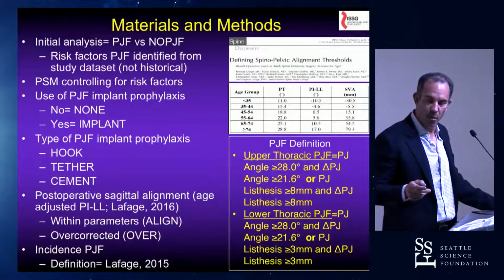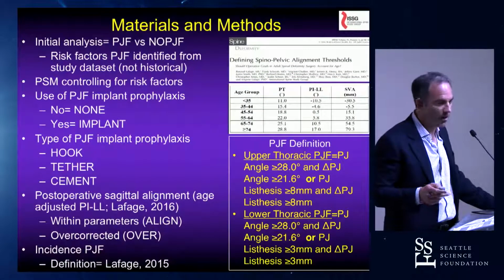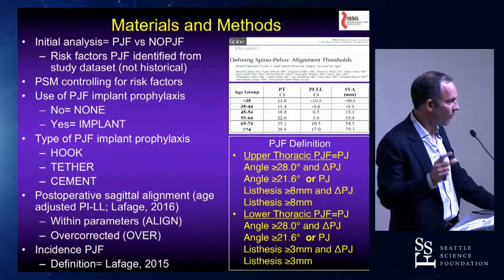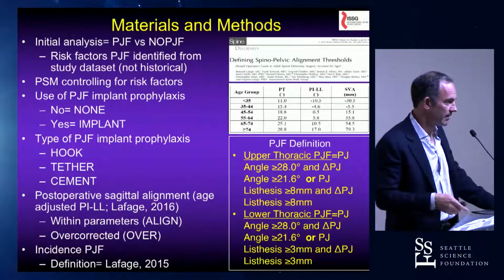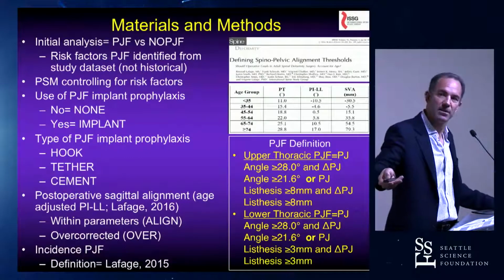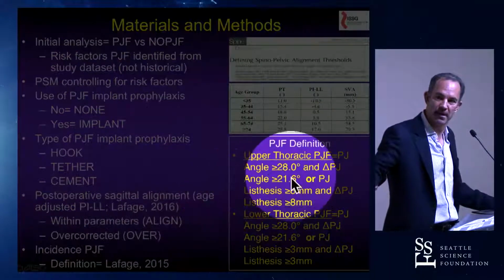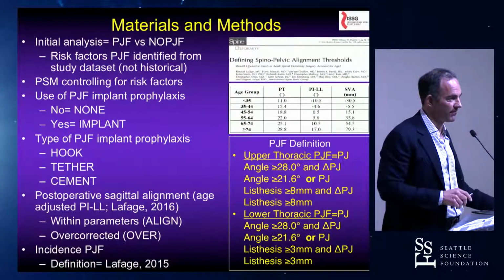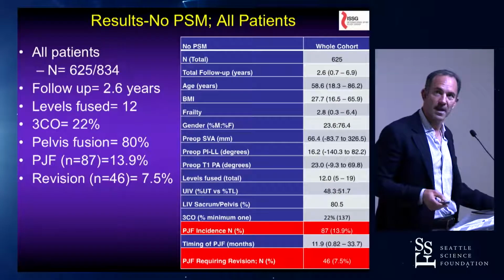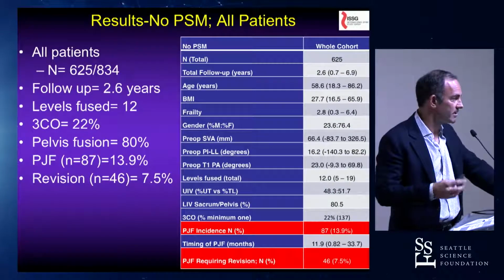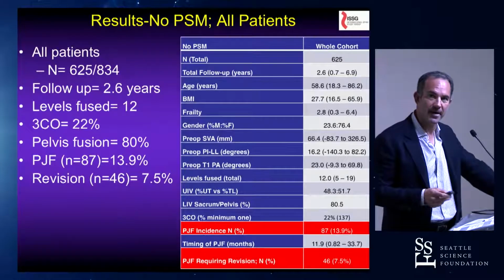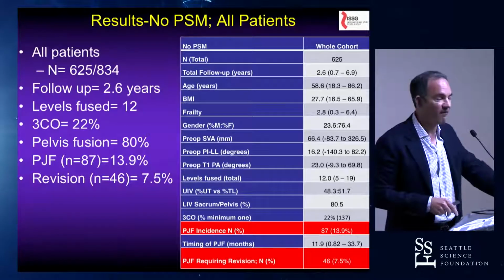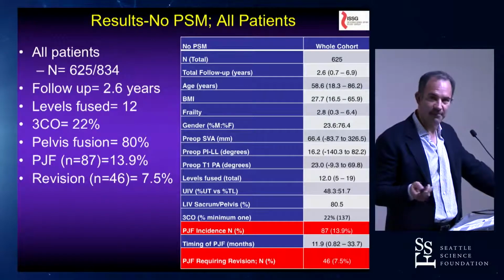And then for our definition of PJF, we looked at patients that had revision surgery for junctional failure and then applied that using this mathematical algorithm, which you see here and here for the upper and lower thoracic spine, that again, Virginie and Renaud Lafage have since validated. And so here we find, this is prior to the PSM. Again, the bottom line here, within the cohort, about 80% fuse the pelvis. PJF rate about 14%, revision rate about 7.5%.